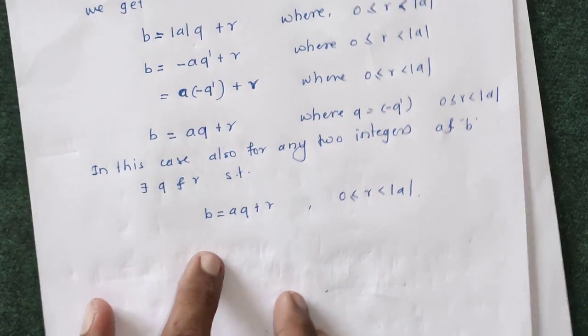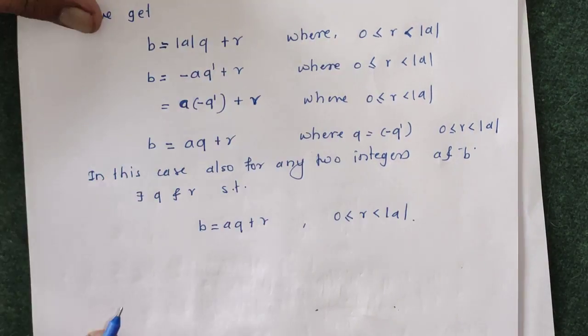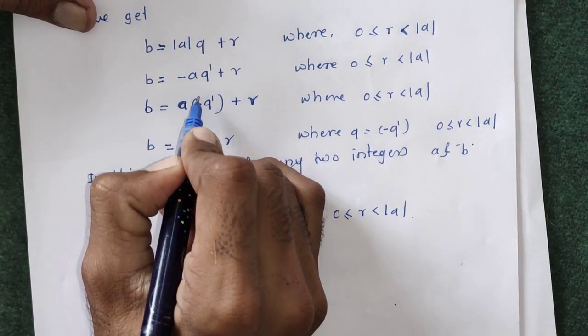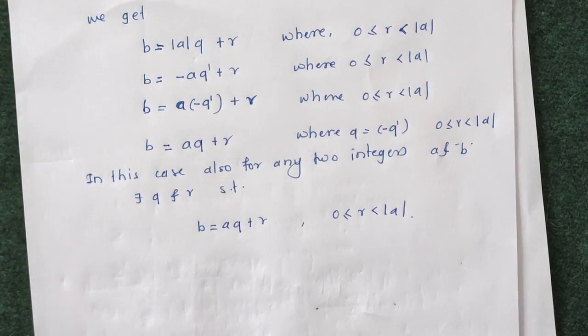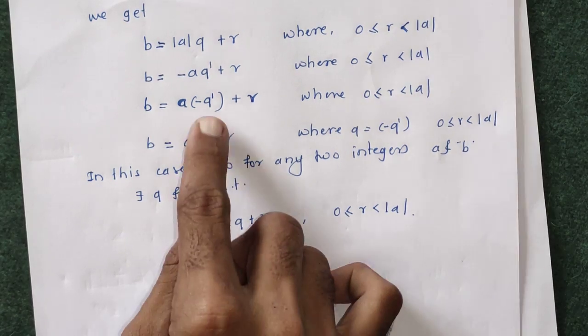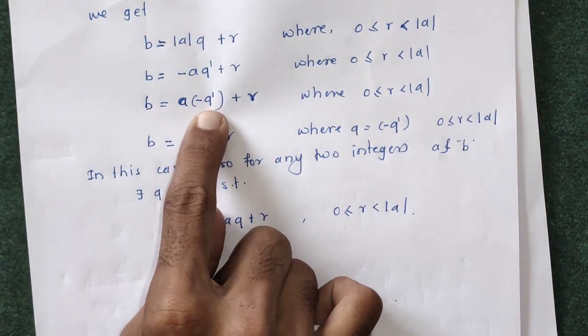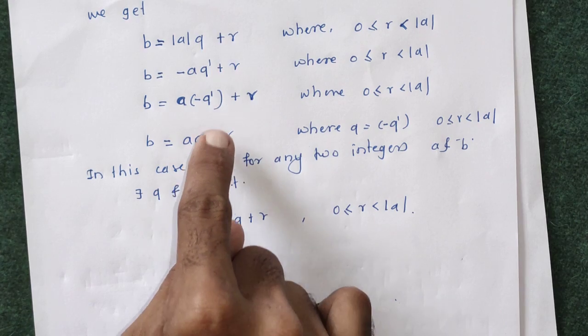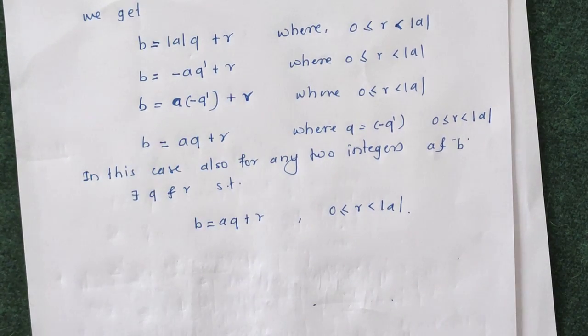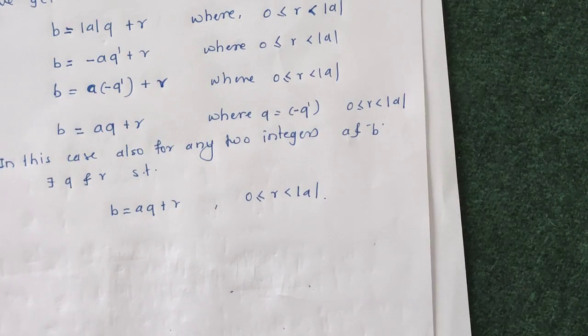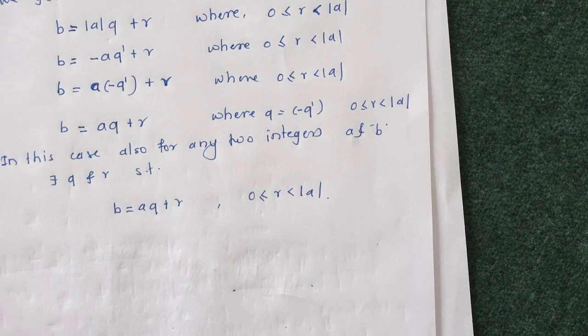Just simplifying this, multiplying the minus to this q prime, we get a into minus of q prime plus r. Minus q prime must be another integer, so taking minus q prime as q, we get a q plus r. So we get the required result, b is equal to a q plus r, where q is equal to minus q prime. And this is the proof of our division algorithm.